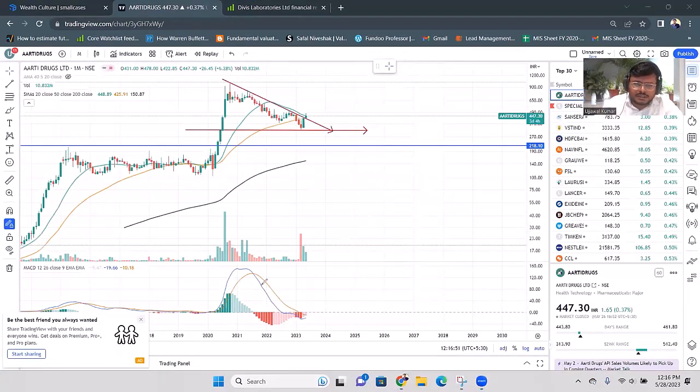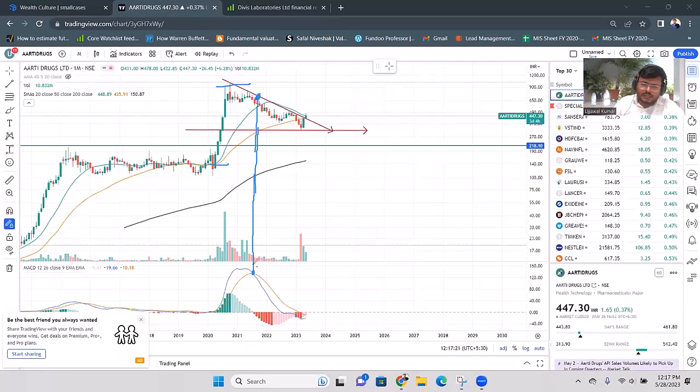So as you can see in Aarti Drugs, this was after the bull run that we saw in COVID, after the stock went anywhere from 140 rupees to 900 odd rupees. This was your point to exit. Now, did I know at that point of time that we should exit? No. In fact, these are very difficult things to time for a fundamental investor.